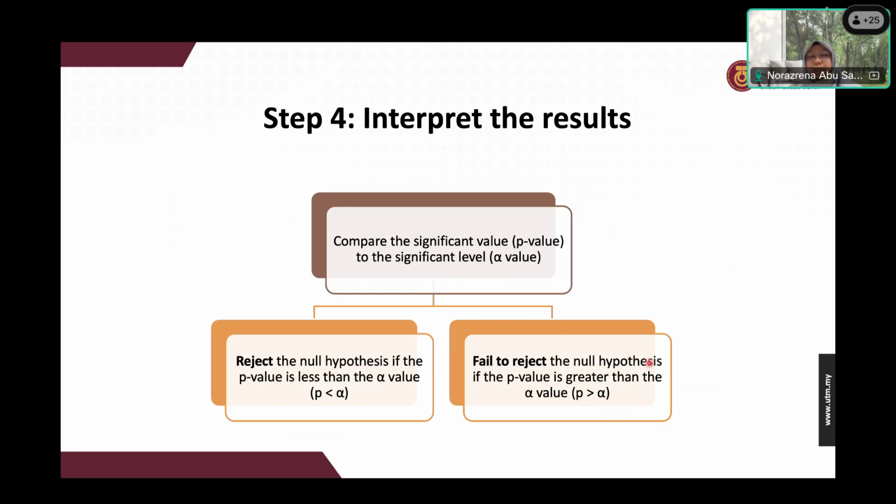In statistics, we don't say accept. We don't say that I accept the null hypothesis. No. We say that we fail to reject the null hypothesis. It actually means that we accept, but we twist the word. We cannot reject the null hypothesis because the significant value is greater than 0.05. So the null hypothesis is accepted actually. It means that there is no significant difference. Okay, so it is like that.